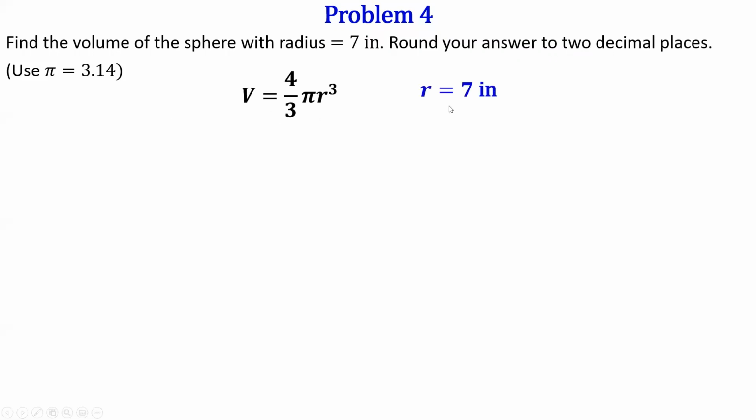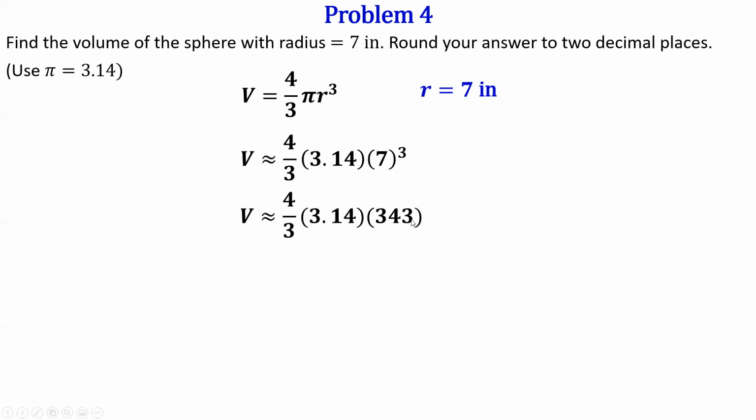So I know that the radius is 7. That was given to me in the problem, and now I'm ready to plug in. So I'm now going to have 4/3 times 3.14 times 7 to the third power. I'm going to take care of the exponents first. 7 to the third power means 7 times 7 times 7. That gives me 343. And 343 times 3.14 will give me 1077.02. So once again, to take care of this part, I do 1077.02 times 4.